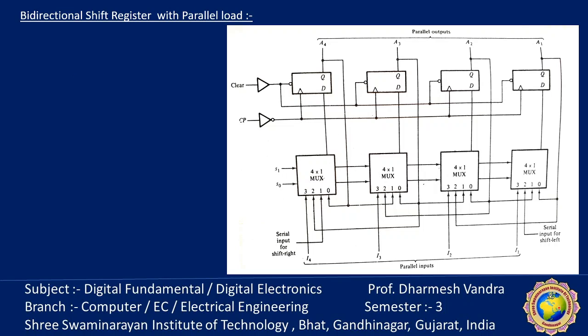This signal is the clear signal. The clear signal is helpful to change A4, A3, A2, A1 equal to 0, 0, 0, 0. Okay, its meaning is clear. It is a direct control signal. The clock pulse is given, negative edge clock.